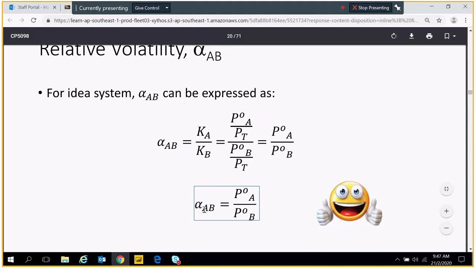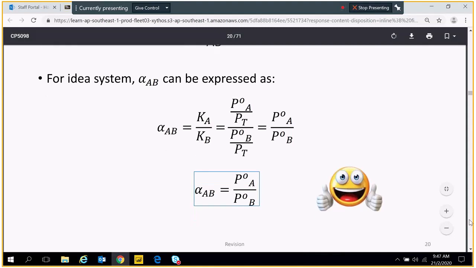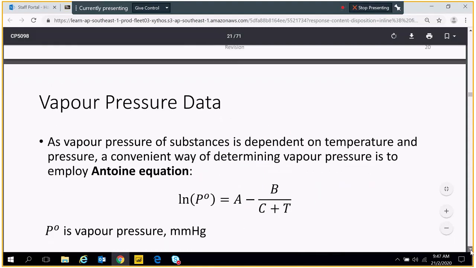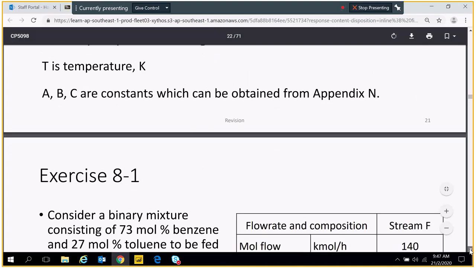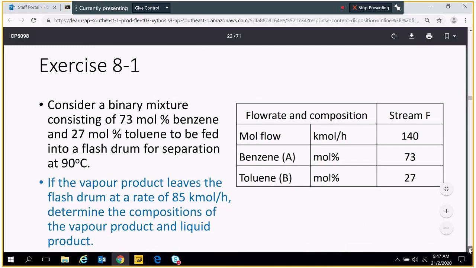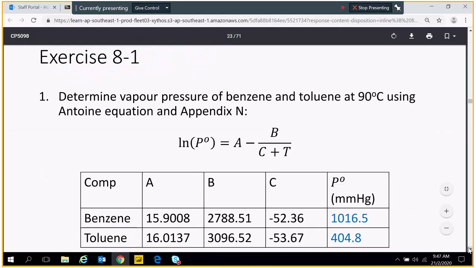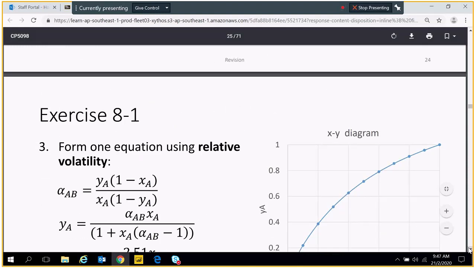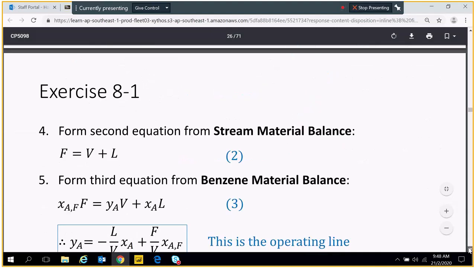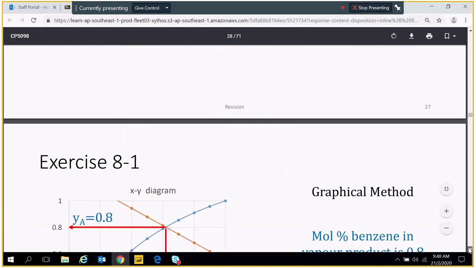Okay, it's a definition of the relative volatility in terms of the vapor pressure of the pure substance. This is the saturated vapor pressure. This is the Antoine equation dimension. Be careful of the units: mm mercury, Kelvin. Okay, study this one on your own. This one you can study on your own. And this one I mentioned in the class. I'm not repeating this portion here.